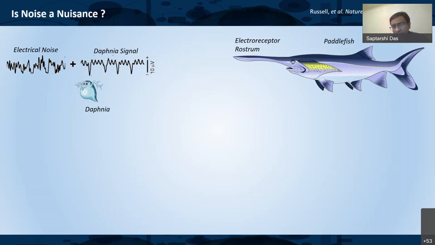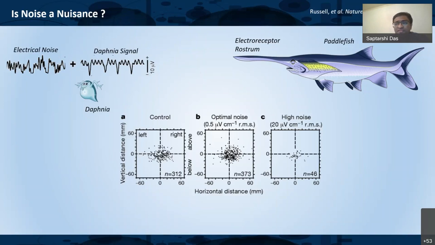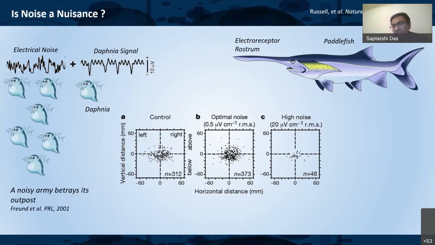If they add too much noise, then the paddlefish is completely lost because everything is noisy. But with the right amount of noise, the paddlefish is able to find Daphnia even at 70 meter distance, which means that its range of detection got increased when there's a right amount of noise added to the signal of the Daphnia. Now, in a behavioral experiment in a lab, you can add noise. The question is, where does this noise come from in nature? And then they found that this noise is created by the army of Daphnia. So the noise created by this army is creating a problem for the outpost Daphnia and making its life miserable because the paddlefish can now more easily find it and feed on it.